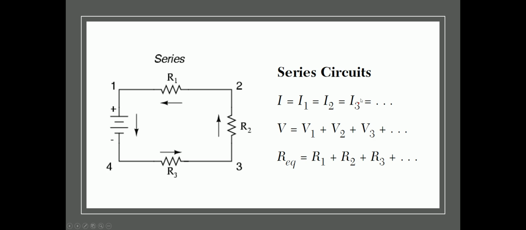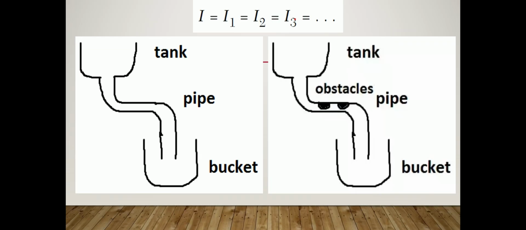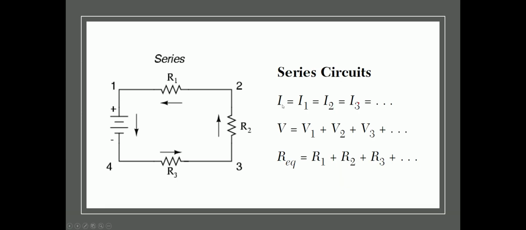So let's talk about formulas. On page 4 of your reference table, you should see this formula, series circuits. Let's talk more about this. Let's look at I right here. The total current running through this entire circuit is equal to the current running through resistor 1, the current running through resistor 2, and the current running through resistor 3. So that's what this first formula is saying.